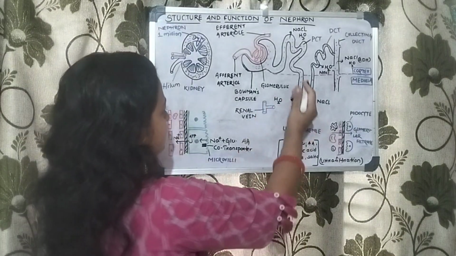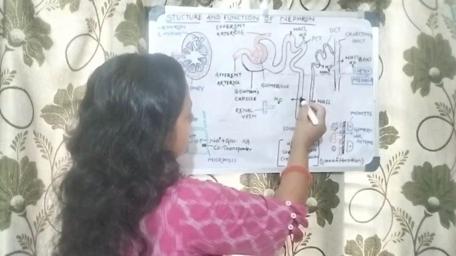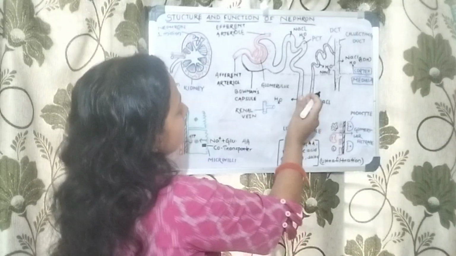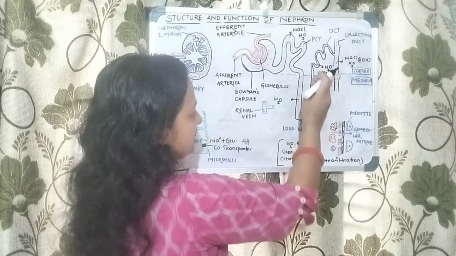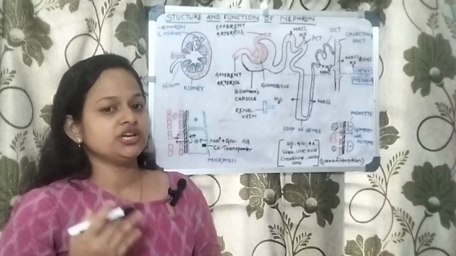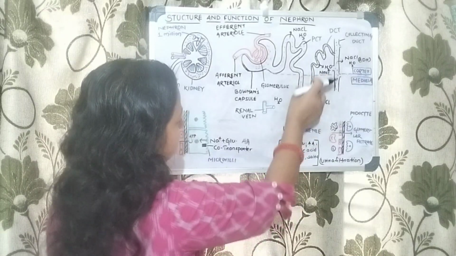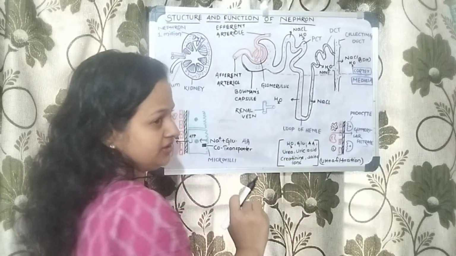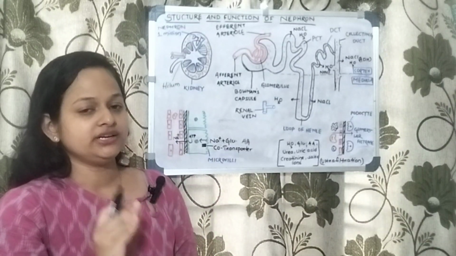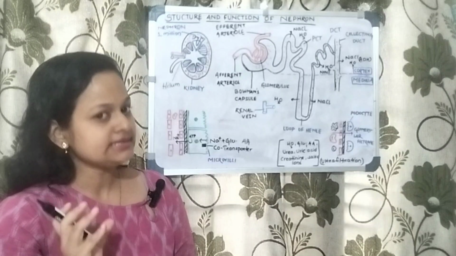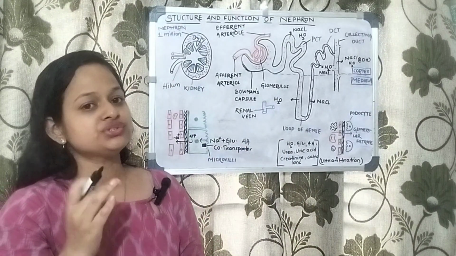So in this part, the water has to be reabsorbed from the descending limb, and in the ascending limb the sodium has to be reabsorbed into the blood. You can see the descending limb is thicker than the ascending limb, and the inner lining of this descending limb contains some flattened epithelial cells, and this descending limb is impermeable to solutes.